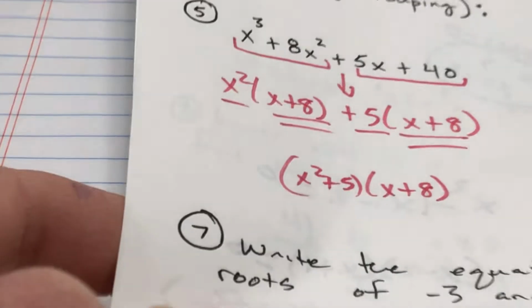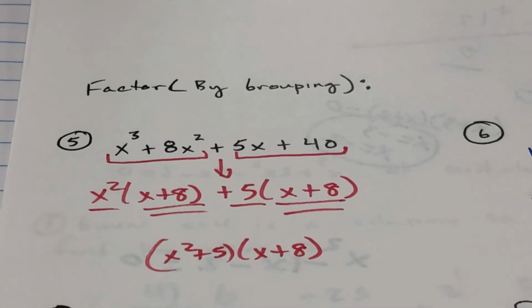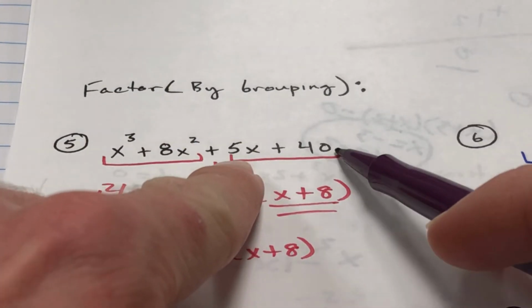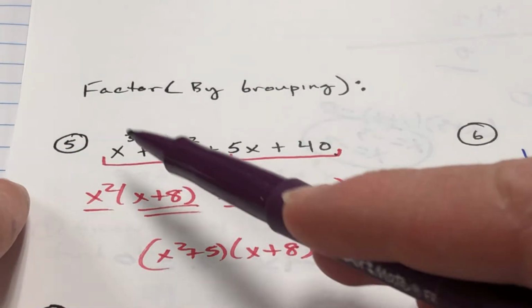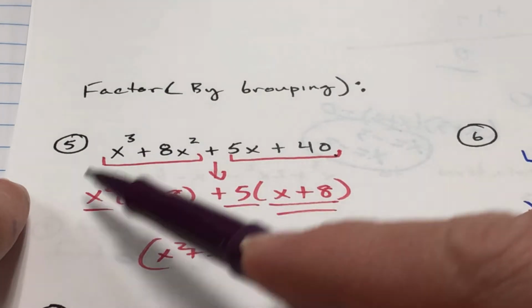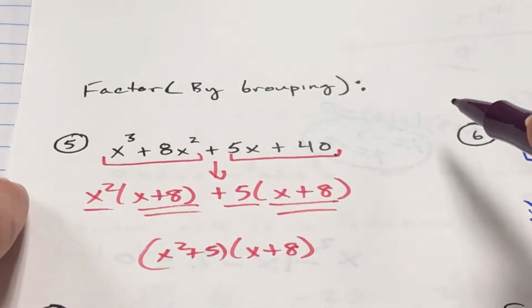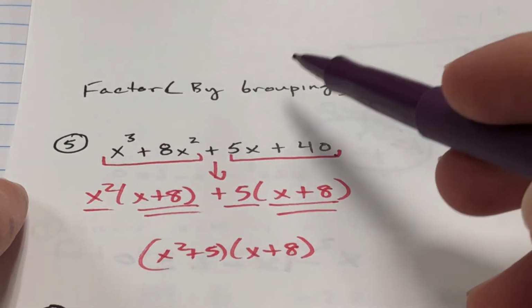All right, so 5 and 6, factor by grouping. When you have 4 terms here, you're going to try to group the first 2 together and the second 2 together. If not, you have to rearrange in some fashion. So grouping these 2 together, they both have x squared in common. I can take an x squared away. When I do that, I'm dividing both the terms by x squared.